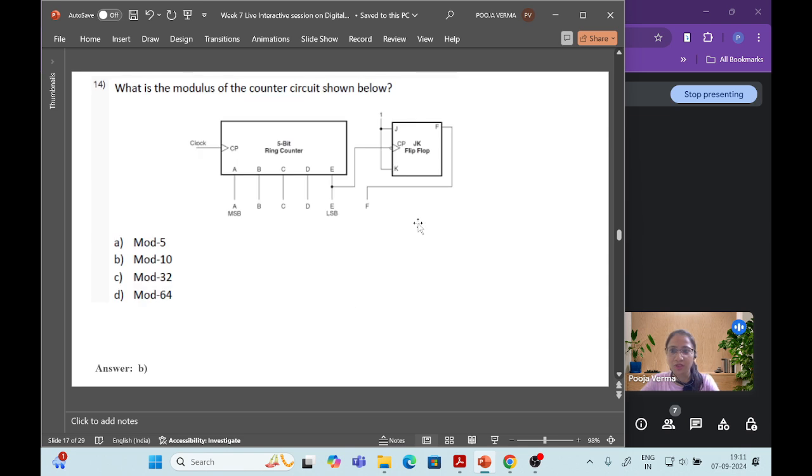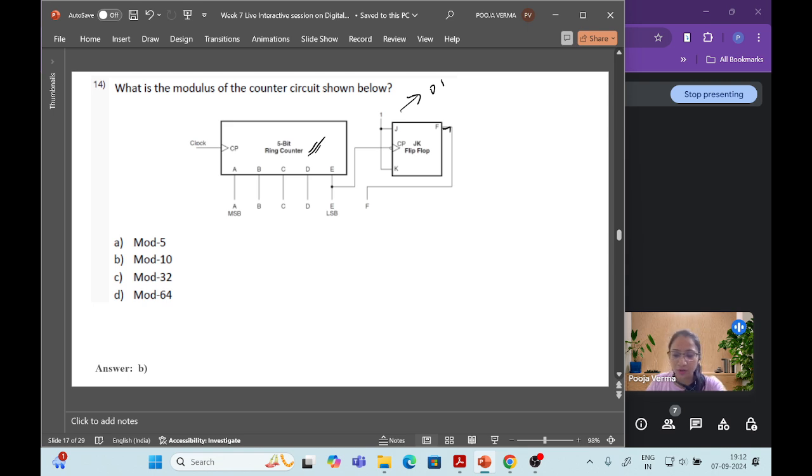The next question is, what is the modulus of the counter circuit shown below? Okay, so already it is given here. We need to find out the modulus. So it is given, this is a 5-bit ring counter, right? And the last flip flop, or you can say last counter output, is connected to the JK flip flop, where JK is connected to when both inputs are high. That means that will toggle at every clock, either 0, 1, 1, 0, right? And then the normal output is taken as the Q of the JK flip flop, right?